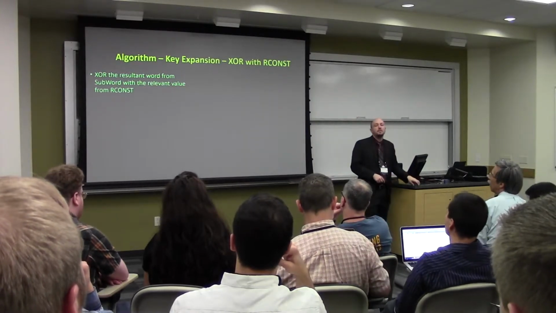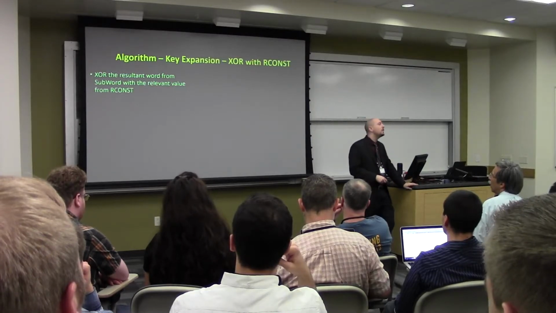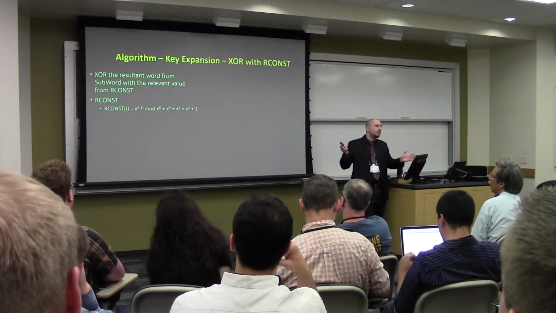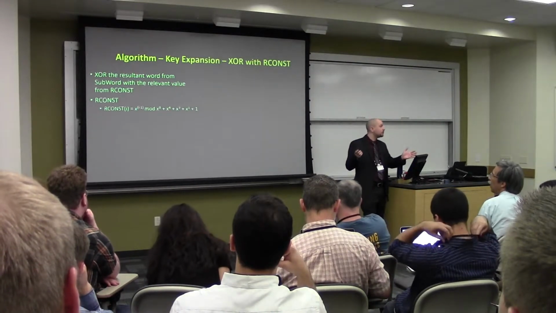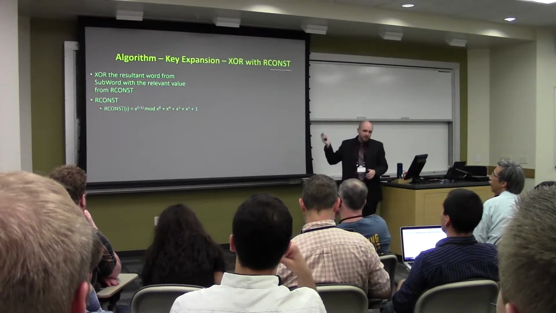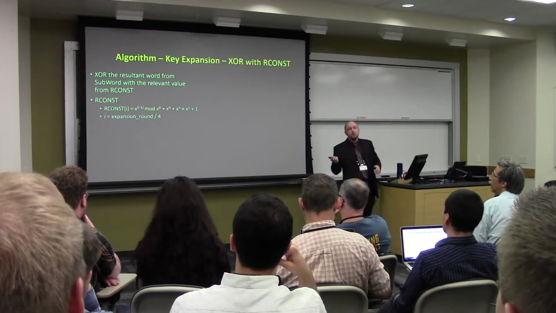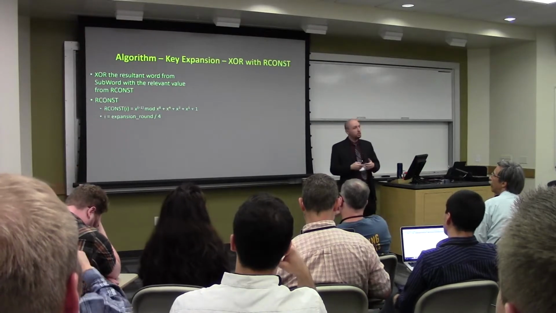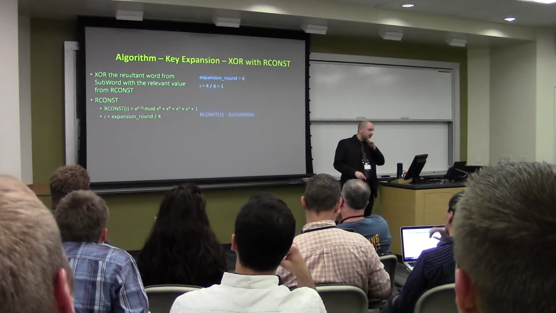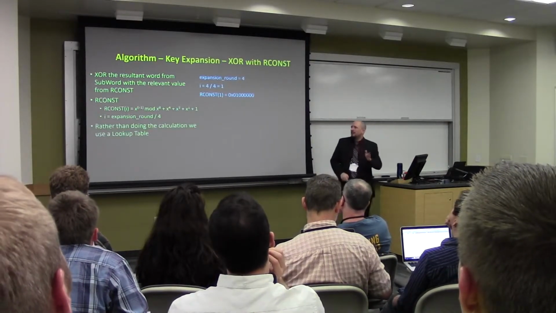Again, this does not happen for every single word. It happens depending on which round we're in. Rconst is just round constants. They are derived. There's actually an equation to get them. Okay, mod x, x to the i minus 1, so on and so forth, where i is the expansion round that we're currently running, because we're going to do up to 44 of them, divided by 4. So we get this equation, and we ultimately work out a solution like this.